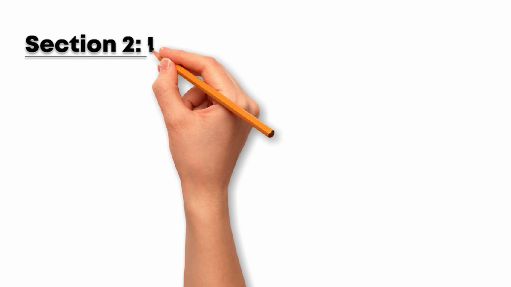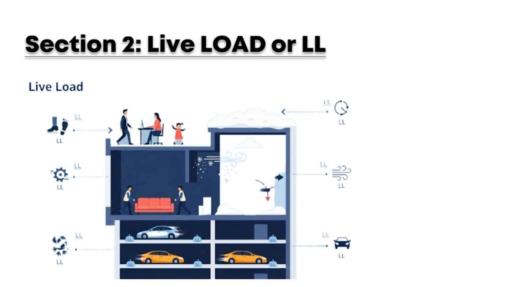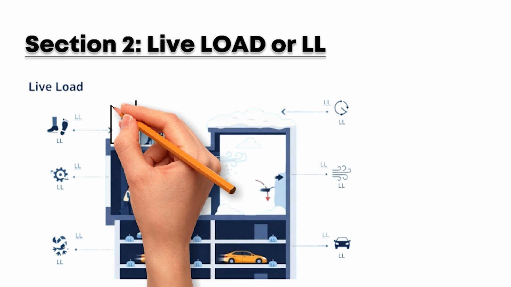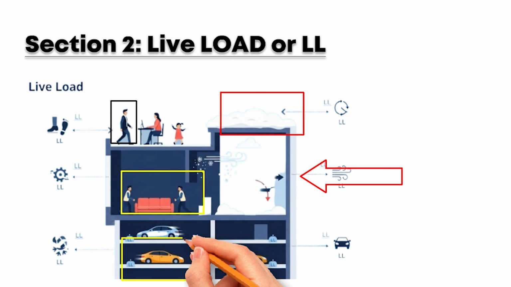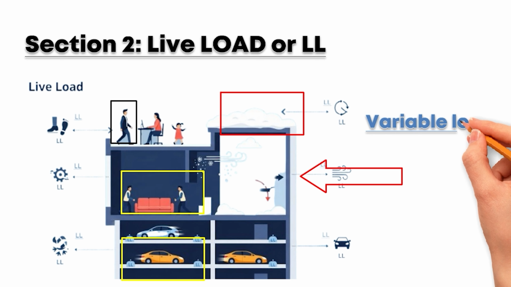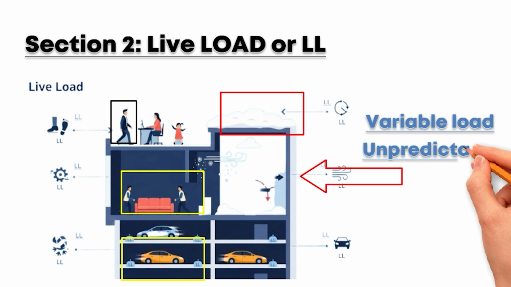Now, live load or LL is completely different. These are temporary or movable loads that change over time. Think people walking around, furniture being rearranged, snow accumulating on the roof, or wind pushing against the walls. Even vehicles in a parking structure count as live loads because these loads are variable and sometimes unpredictable.